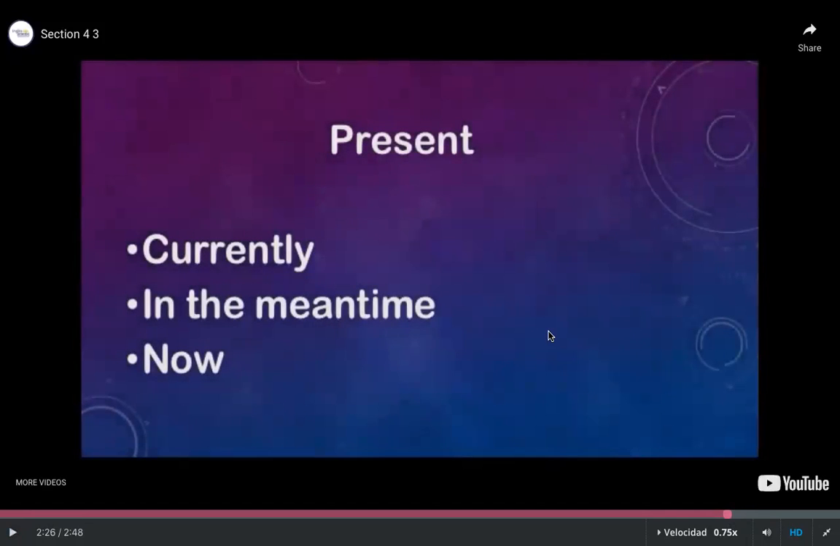En el presente tenemos estas expresiones. Por ejemplo, currently es como actualmente. In the meantime significa como para mientras, mientras eso sucede, esto otro está pasando también, se puede ocupar. Now significa ahora, o sea, no significa mañana ni ayer, sino que en este momento está pasando. Currently, in the meantime, now.